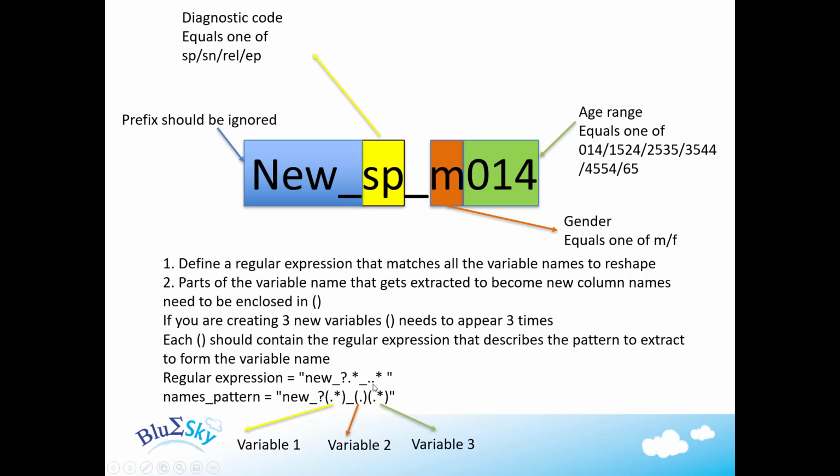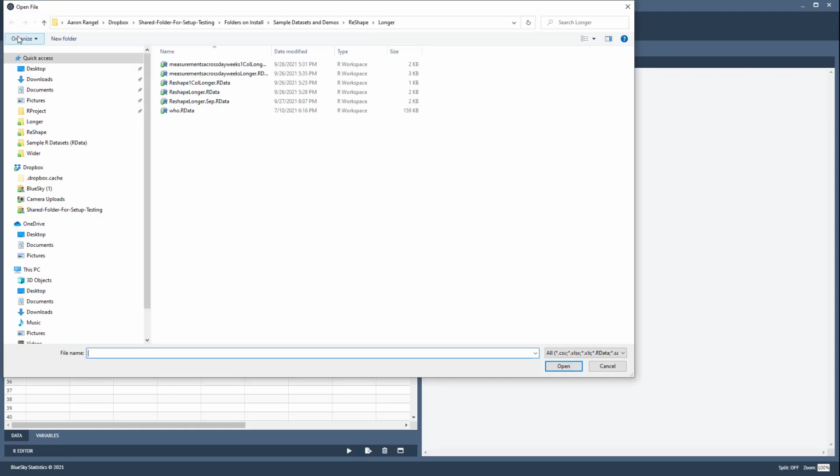So this regular expression correctly matches the variables I want to reshape, and then I put in parentheses here the parts of this regular expression that I want to extract into separate variables. Okay, so it's as straightforward as that. Get your regular expression that allows you to match the variable names, and then specify the parts of those variable names that you want to extract that become the new variables. All right, so let's go ahead and see this in action.